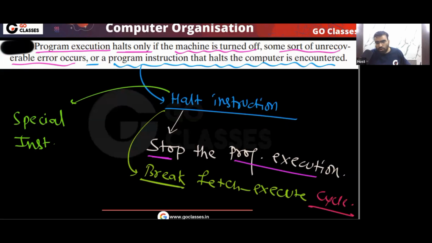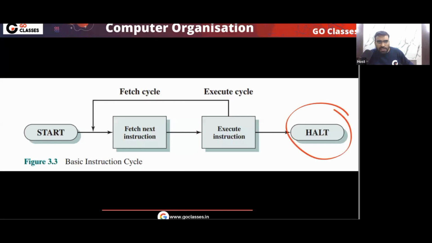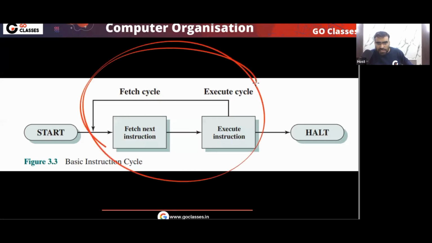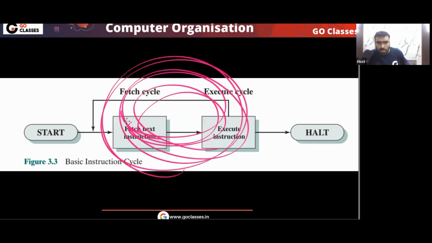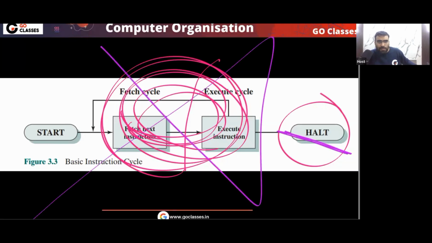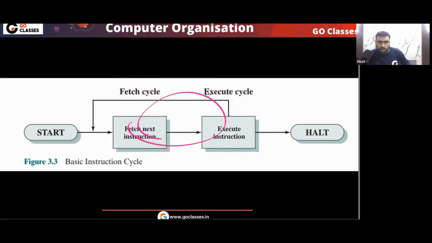The main important thing that I want to tell you is that when you come to the halt instruction, this fetch execute cycle will be broken. Yes or no? For every instruction in the program, let's assume in a program you have 100 instructions, this is happening: fetch execute, fetch execute, and so on. But when you come across the halt instruction, what will happen? This cycle will be broken. Is this understood? Then this cycle will not repeat. You can see this cycle will be completely broken once you come across the halt instruction.